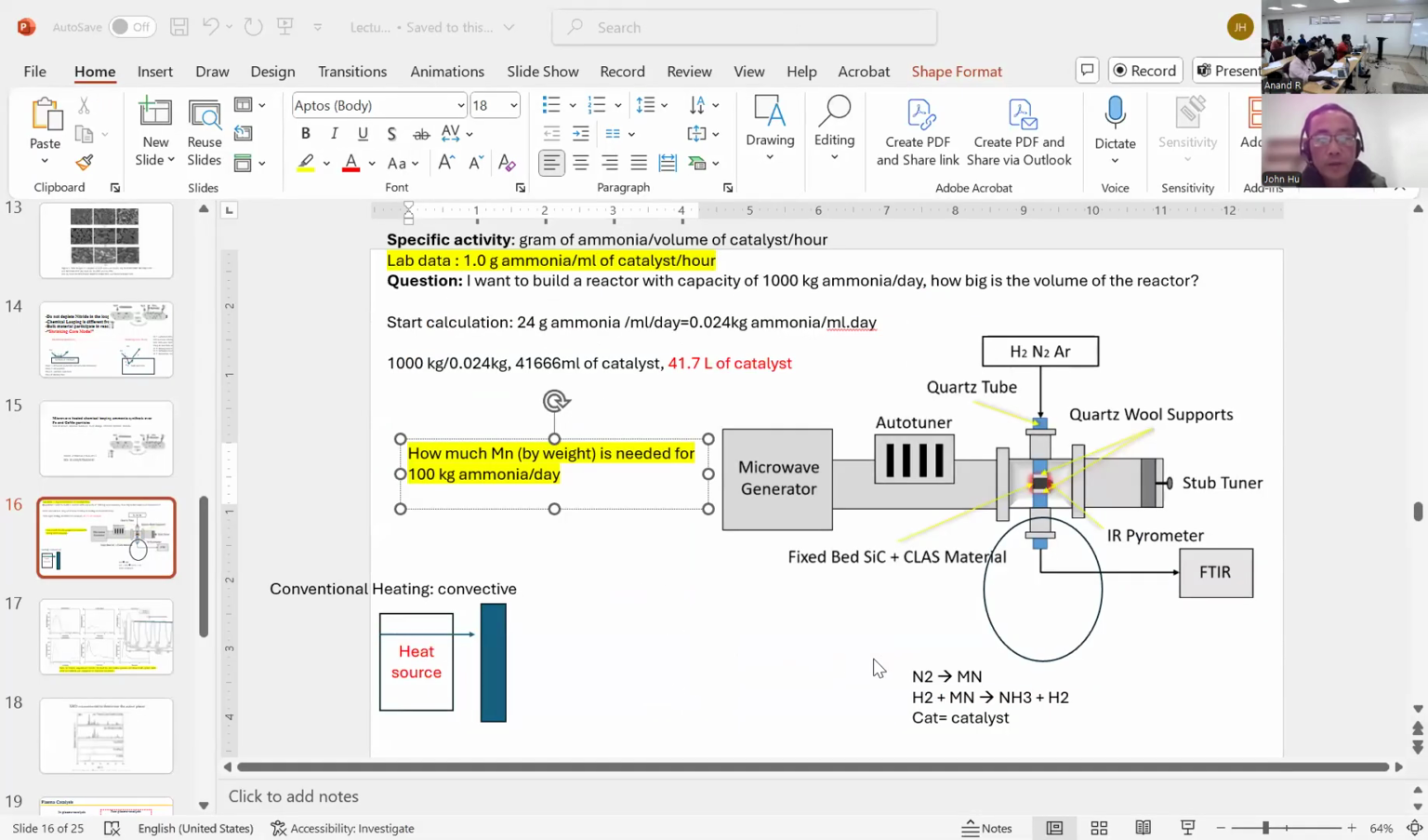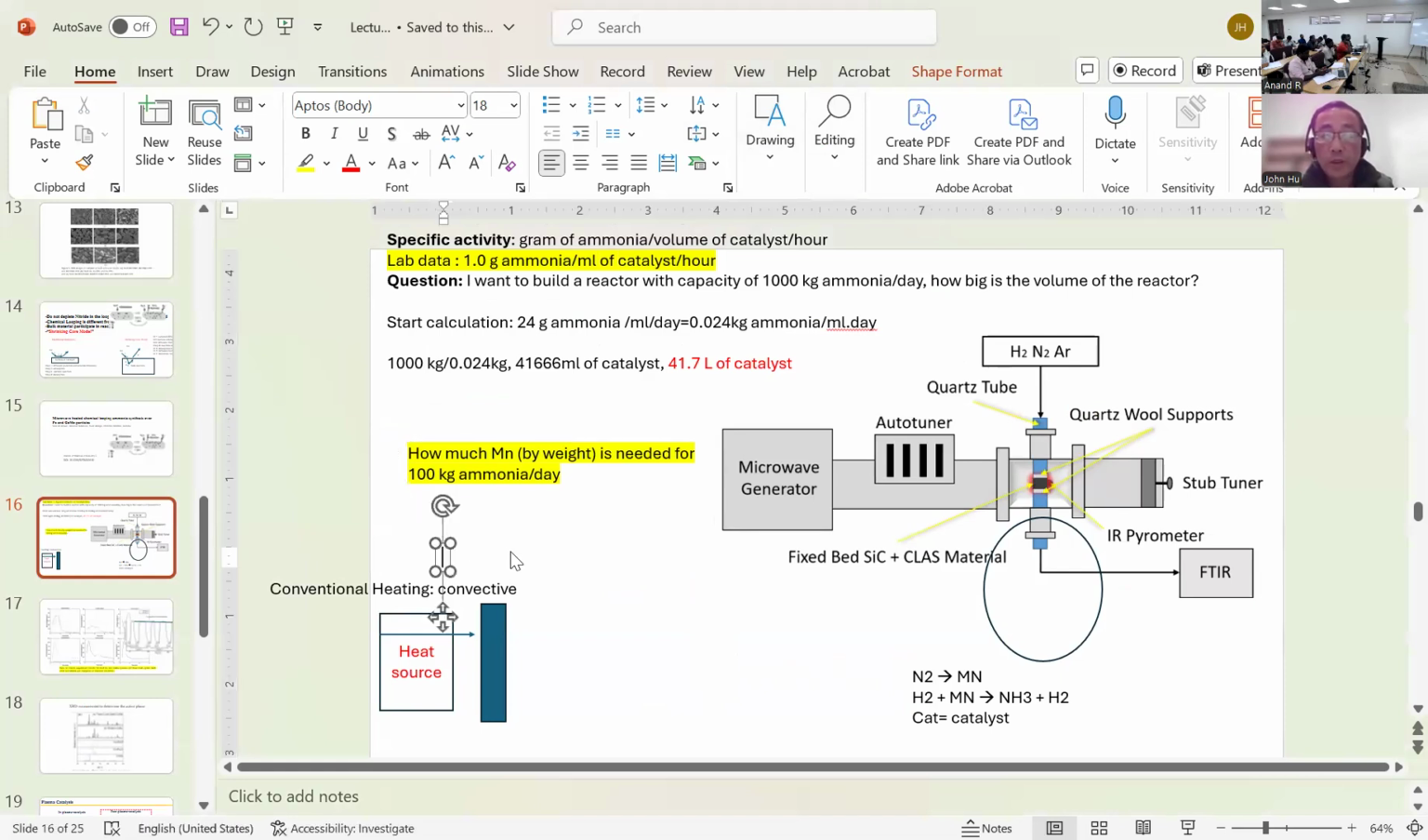Okay, so go back to here. It's very important. It's basically when you scale up, it tells you how much of the catalyst or the material you need to purchase. So I would say 5 gram manganese is needed for 50 hours. All right. So how much ammonia is produced? 0.0025. All right.